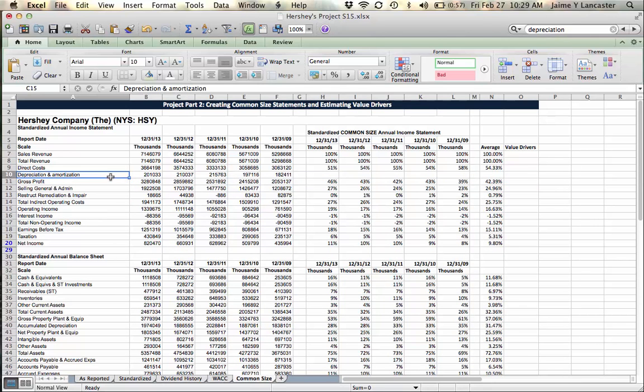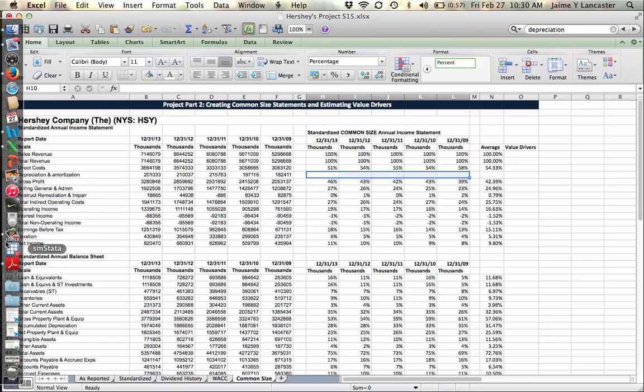Now we have a depreciation and amortization row. You don't need to worry about its common size percentages. Depreciation and amortization isn't related to sales. Instead, it's related to plant, property, and equipment. All right, we'll do one more tutorial for dealing with interest income, and then we'll move on to finding these value drivers.